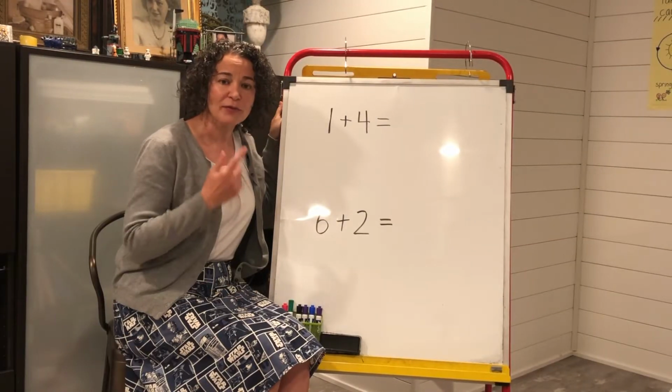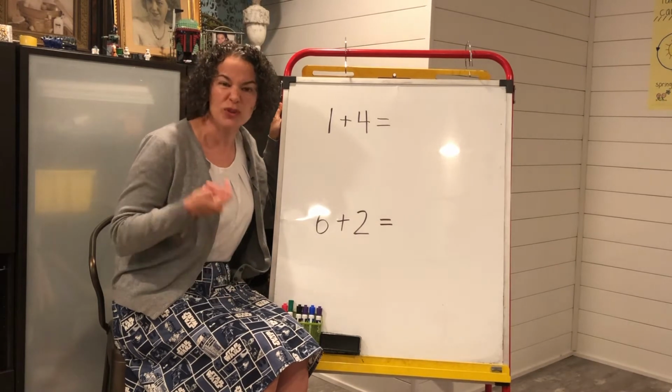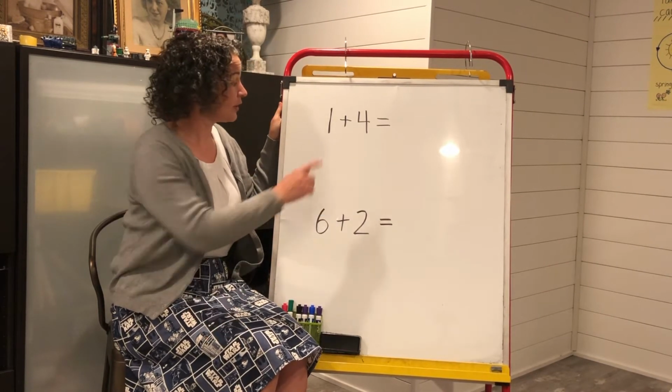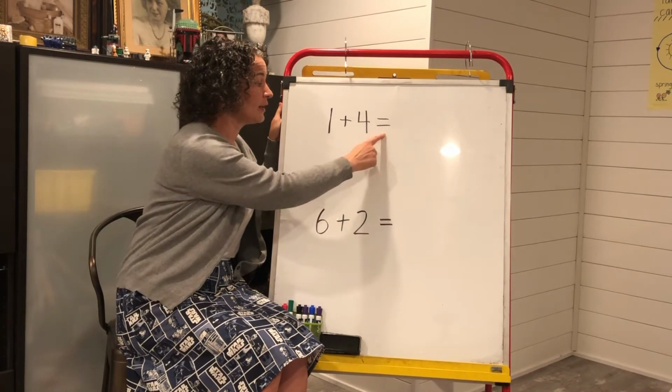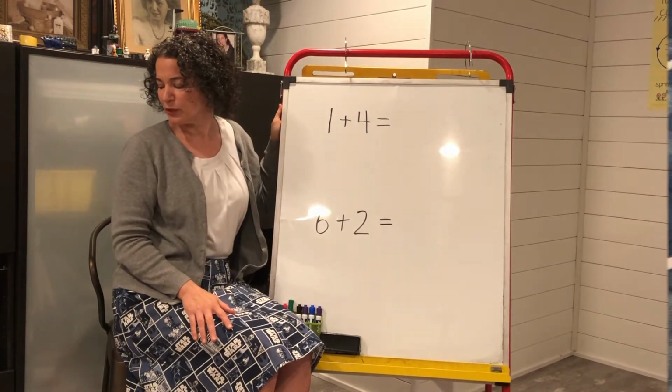All right, my friends. I've written 2 addition sentences for us to solve. And after we solve them, I want to switch the orders of the addends so we can practice the commutative property. So let's start here. 1 plus 4 equals something. Penny, what should we do?